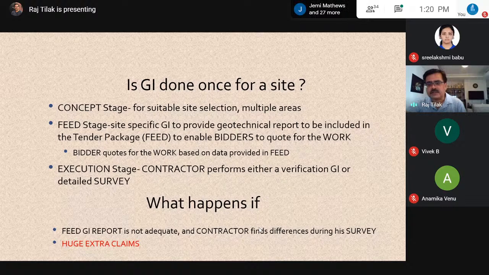I have taken up some project examples here without naming any project because of the confidentiality, but I will just give you a hint of it. What happens if there is a difference?